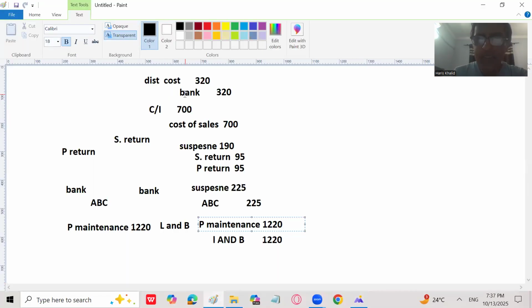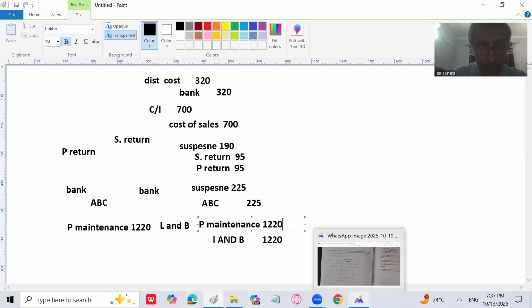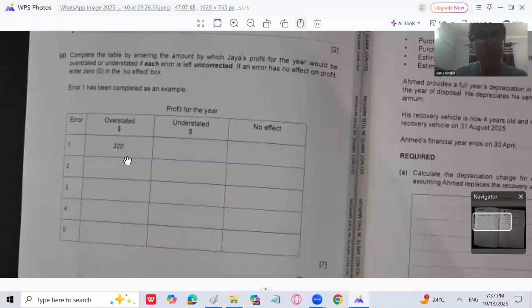This is the entry. Distribution cost is going to be debited 320. If you correct the error, the expense is debited, which will decrease profit. Any income statement account debited will decrease profit. So 320 needs to be subtracted to correct the error. Now you go in reverse. You have added it, which means it has been overstated. So that expense is overstated. Let me write here: overstated, because you have added it up. The profit for the year is going to be overstated.